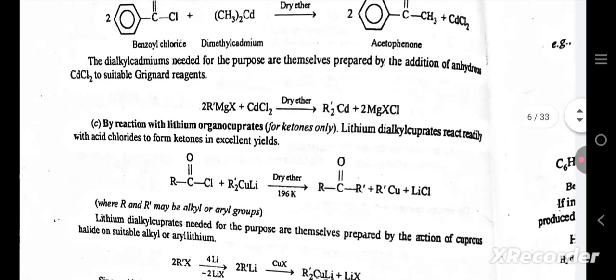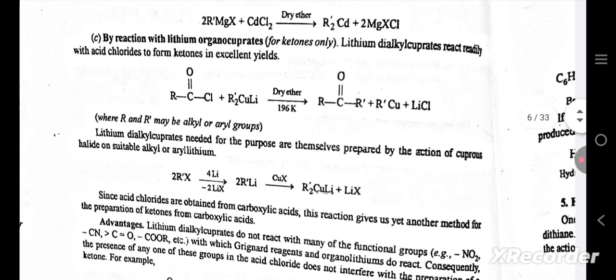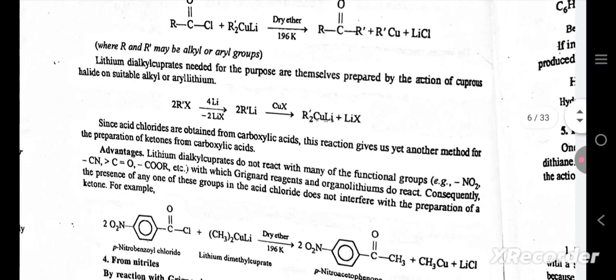The dialkyl cadmiums needed for the purpose are themselves prepared by the addition of anhydrous CdCl2 to suitable Grignard reagents. By reaction with lithium organocuprates, for ketones only: lithium dialkyl cuprates react readily with acid chlorides to form ketones in excellent yields, where R and R' may be alkyl or aryl groups.